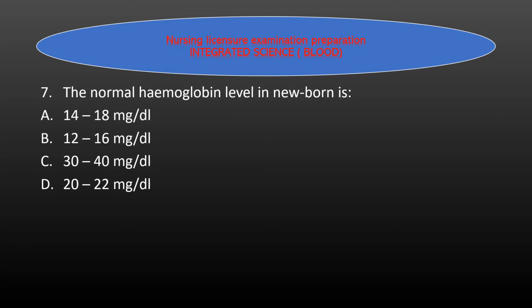Question number 7. The normal hemoglobin level in newborn is option A 14 to 18 milligram per deciliter, option B 12 to 16 milligram per deciliter, option C 30 to 40 milligram per deciliter, option D 20 to 22 milligram per deciliter. And the correct answer is option D, that is 20 to 22 milligram per deciliter. And here in hemoglobin level, we should always think that when the baby is newly born, at that moment there will be high hemoglobin level, and as the baby grows, the hemoglobin level decreases, and when the baby becomes an adult, their hemoglobin level increases again.